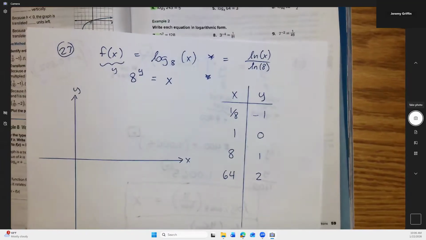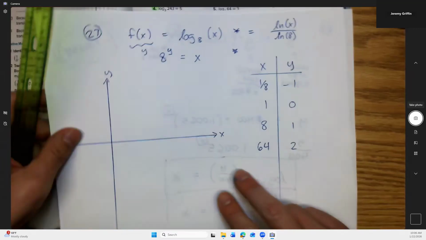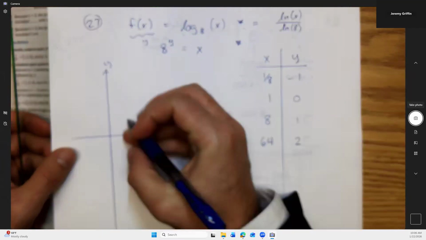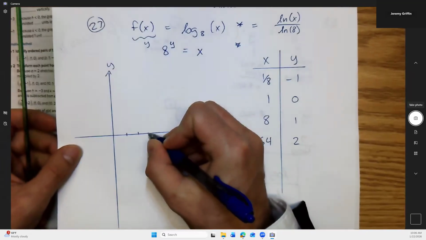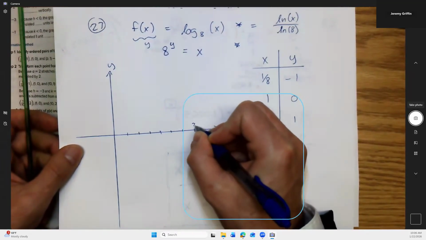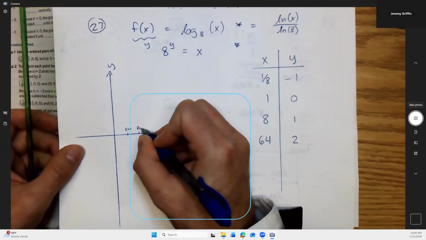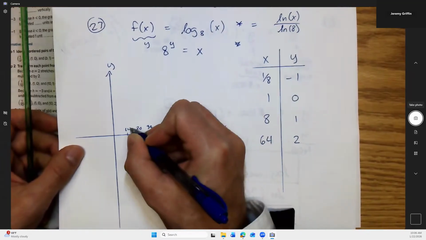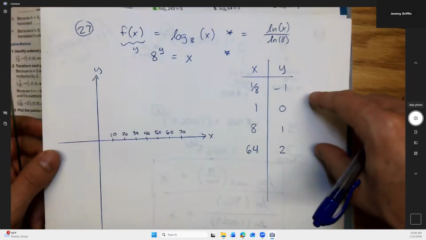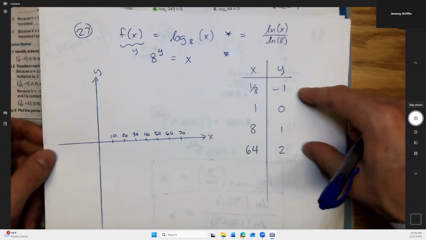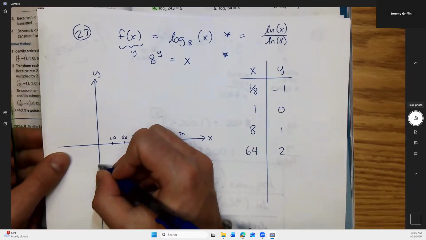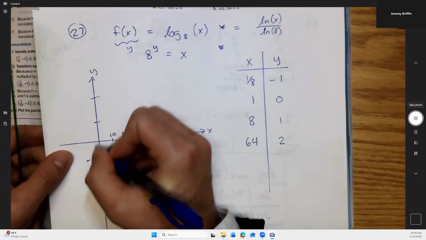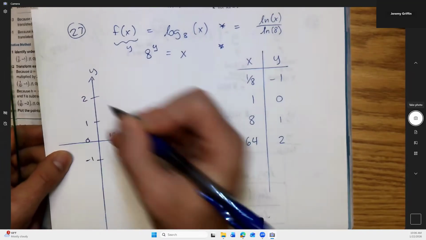All right, let's plot this. All right, so I see all my x values are positive. They go up to 64. So maybe I'll scale this. Go 10, 20, 30, 40, 50, 60, 70. Okay. And then the y values, well, they don't go that far. Okay. And that typically is the case with logarithms. So let's go -1, 0, 1, 2. Okay. Oh, yeah. Like that.